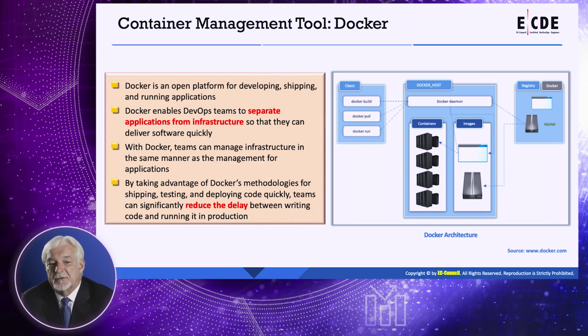By taking advantage of Docker's methodologies for shipping, testing, and deploying code quickly, teams can significantly reduce the delay between writing code and running it in production. And on the right, you have three primary pieces to this, if you will. You have the client, the Docker host, and the registry. And you see how they're all tied together.